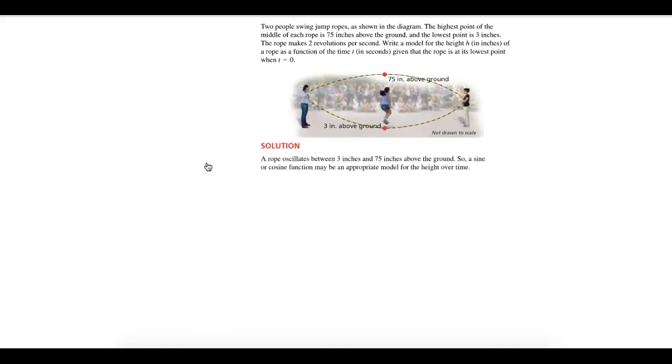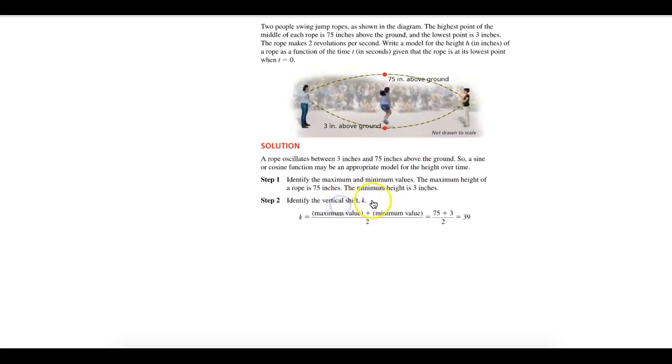So first thing that we do is we know that our minimum is 3 and our maximum is 75. And as I already showed you, we can model this with a sinusoidal function. So what we need to figure out is where our midline is going to be. In this case, our midline is going to be at 39, because if we take 75 plus 3 gives us 78 and divide it by 2.